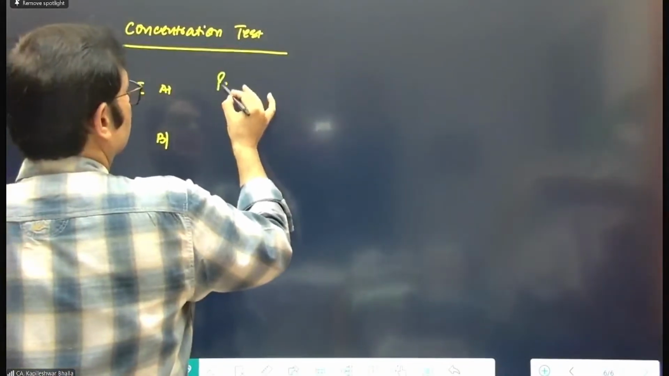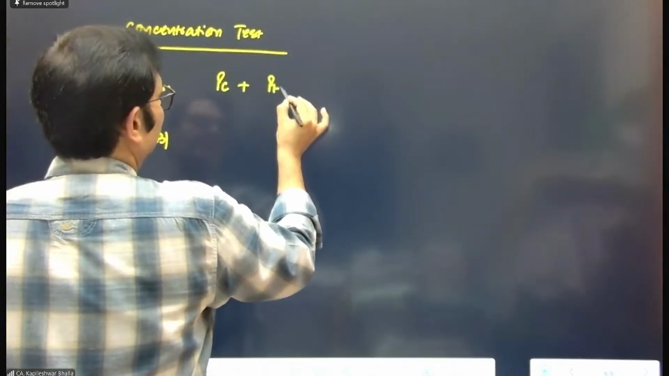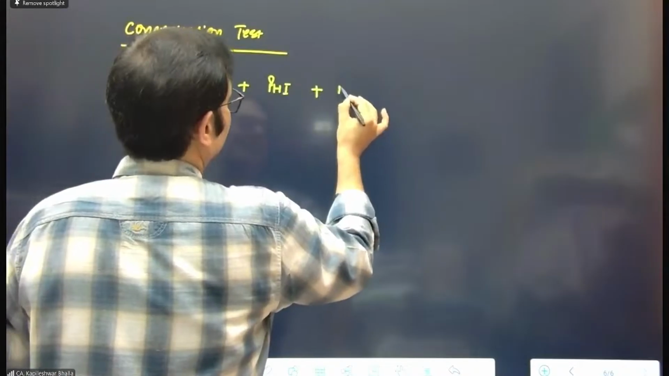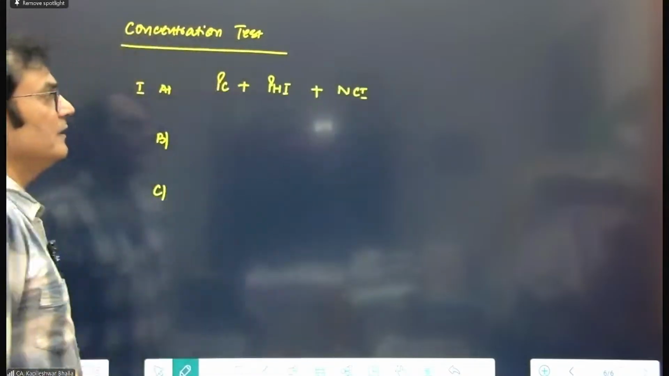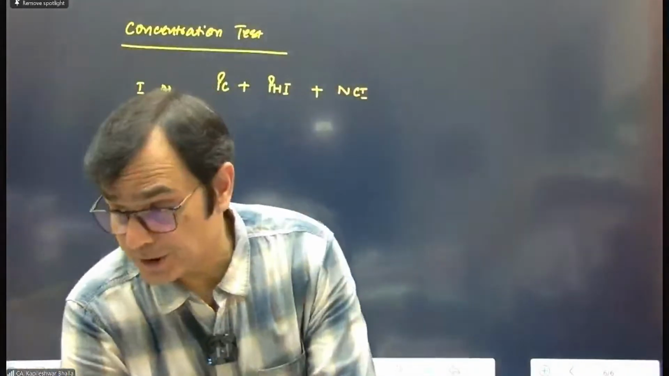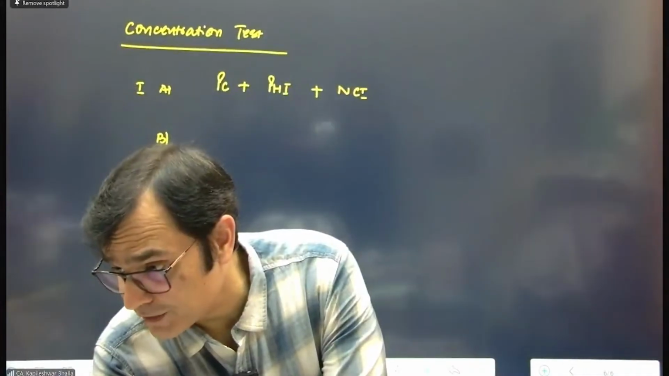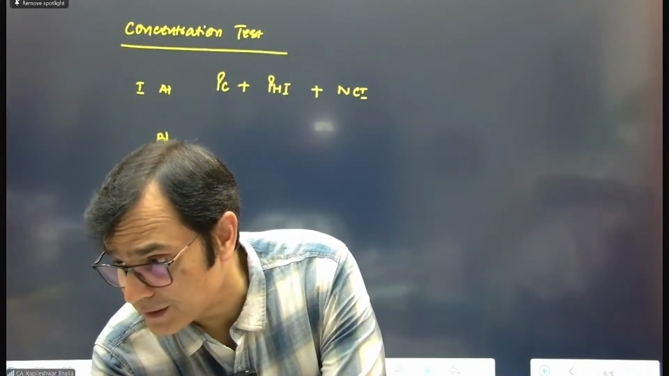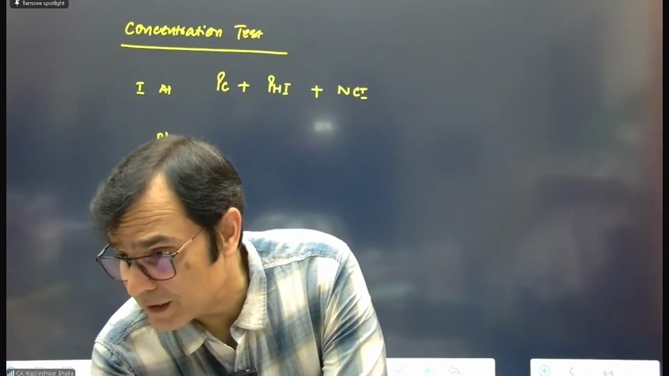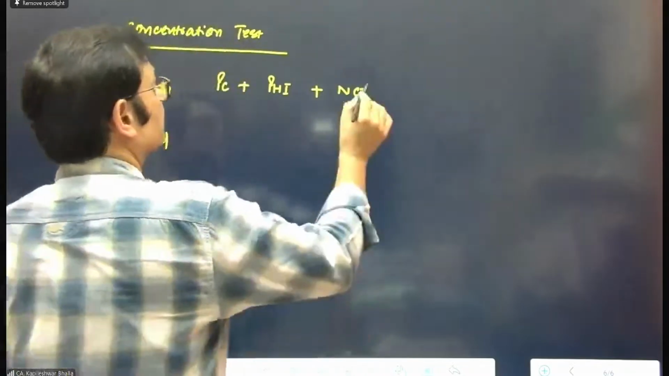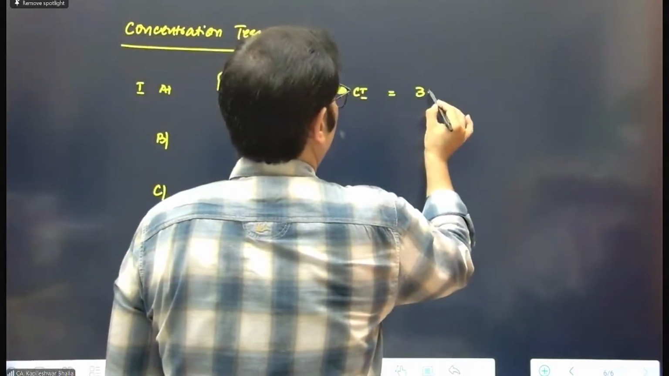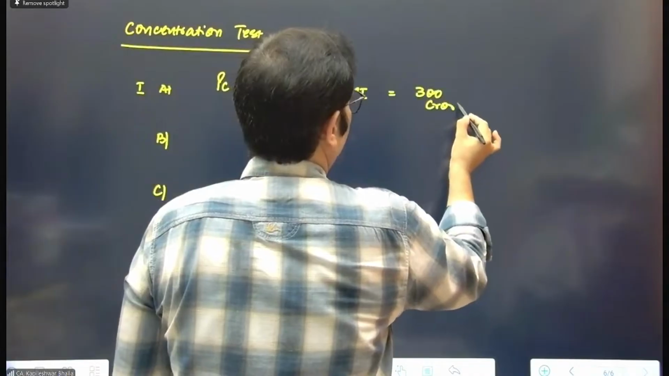So in terms of the concentration test, step number 1A, step number 1B, and step number 1C. So let's add the purchase consideration plus the PHI and plus the NCI. As far as the purchase consideration is concerned, just to remind you of the figures, we paid a total of 300 crores as the PC.